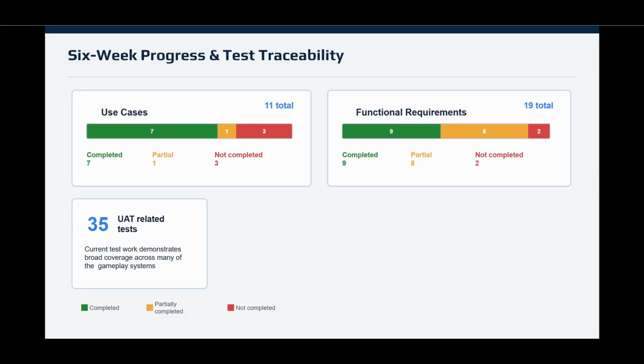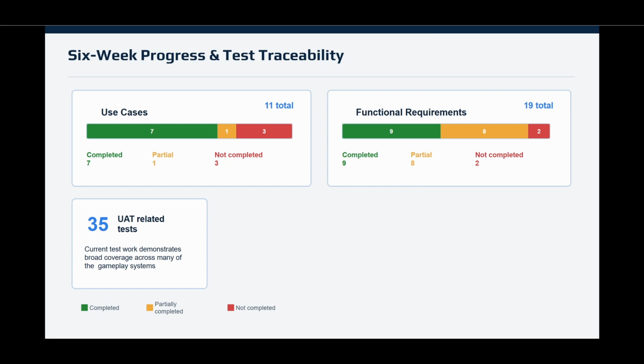As far as overall progress goes for testing and test traceability over the past 6 weeks, for all the functionality and testing that was demonstrated earlier, the use cases stand at 7 complete, 1 partially complete, and 3 not yet complete out of the 11 total. For the functional requirements, there are 19 total. 9 are complete, 8 are partially complete, and 2 are not yet. There are 35 user acceptance tests that have been mapped to use cases and functional requirements throughout testing so far.